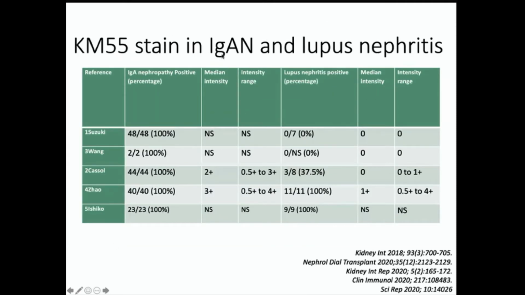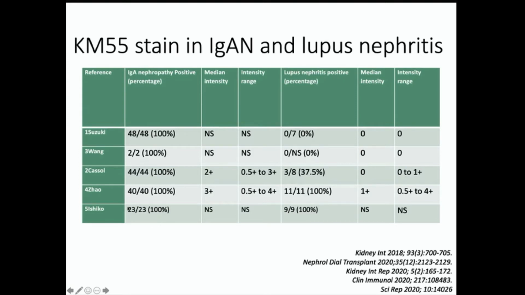So this one, I summarized the IgA nephropathy and lupus nephritis, because this is exactly what we are hoping KM55 staining, if there is any value. I think this would be where it's helpful. Okay, so again, this is the same findings, but for lupus patients, our original study is 0% positive for KM55. The second study, also 0%. And then for the last two studies, 100%.